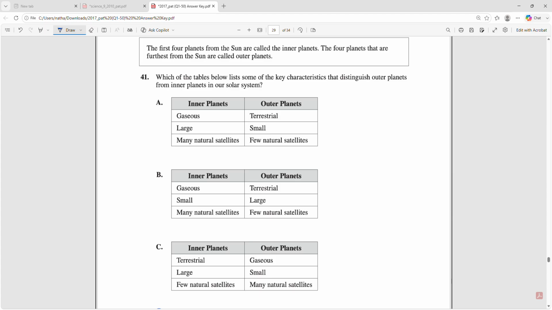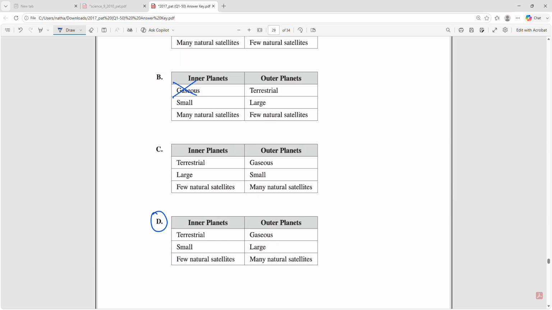So our inner planets, remember, our outer planets are large and gaseous, like Jupiter. Our inner planets are smaller and terrestrial, meaning that they are rock-like. Okay, so inner planets are not gaseous. We can get rid of those two options right away.